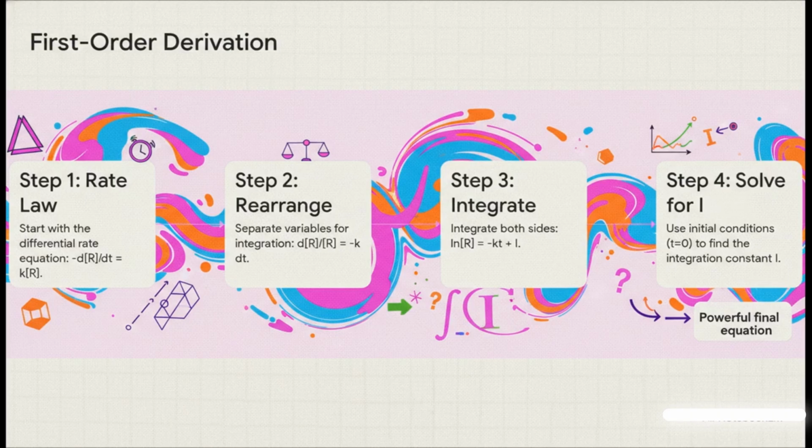Now don't worry, we're going to walk through this together. Step 1, we start with our basic rate law, which is all about an instantaneous moment. Step 2, we do a little algebra to get all the concentration stuff on one side and the time stuff on the other. We're just getting it ready for the next step. Step 3, we integrate. Integration is just a fancy calculus tool for summing up all those infinite, tiny moments over a period of time. This gives us a new equation, but it has this mystery constant I. So for step 4, we solve the mystery. We just plug in something we know is true. At time 0, the concentration is whatever we started with. And bam, that gives us our final, powerful equation that connects concentration directly to time.